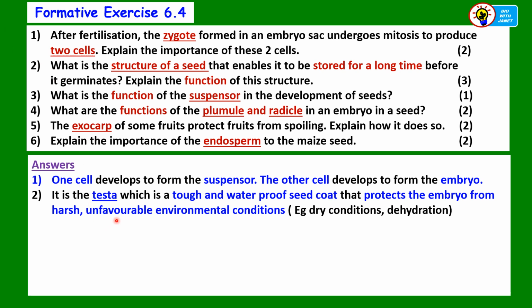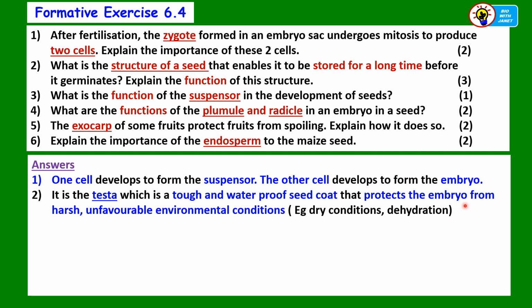So unfavorable environmental conditions include dry conditions, which can lead to dehydration, meaning water loss from the seed and from the embryo inside the seed. But because of the testa that is waterproof, it can prevent excessive water loss from the seed, right? And it can keep the seed or the embryo alive for a long time before germination.